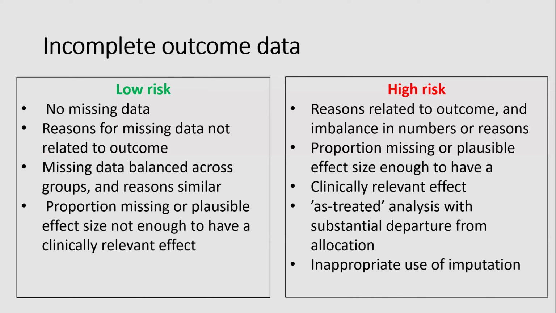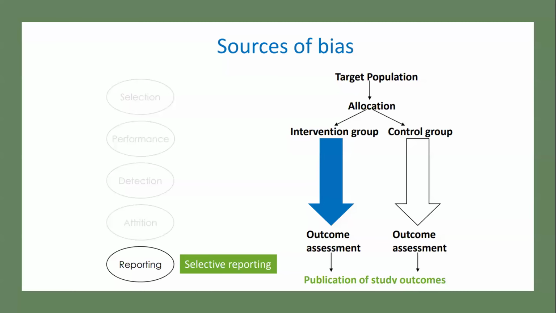Then proportion missing or possible effect size not enough to have a clinically relevant effect. So when you say high risk, mainly the reasons are related to outcome and there is imbalance in numbers or reasons. You find that there is no appropriate data where they have mentioned what was missed, or how many data samples they tried to analyze, or the proportion missing or possible effect size is enough to have a clinically relevant effect, as treated analysis with substantial departure from allocation, inappropriate use of imputation. So you can take help of a statistician if you're having some dropouts, so that they will try to adjust based on the intention to treat analysis.